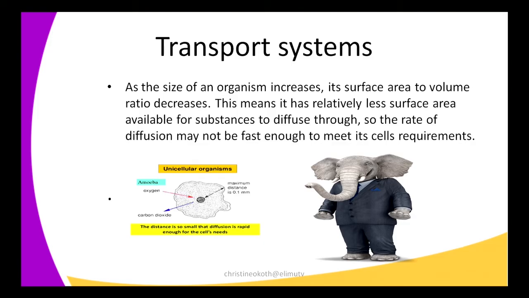As we compare here to our Mr. Big, Mr. Elephant, the surface area to volume ratio is decreasing. So there's no way it's going to use diffusion to transport materials or exchange materials inside the body. So it will need an elaborate transport system. That is why multicellular organisms need an elaborate transport system compared to unicellular organisms.